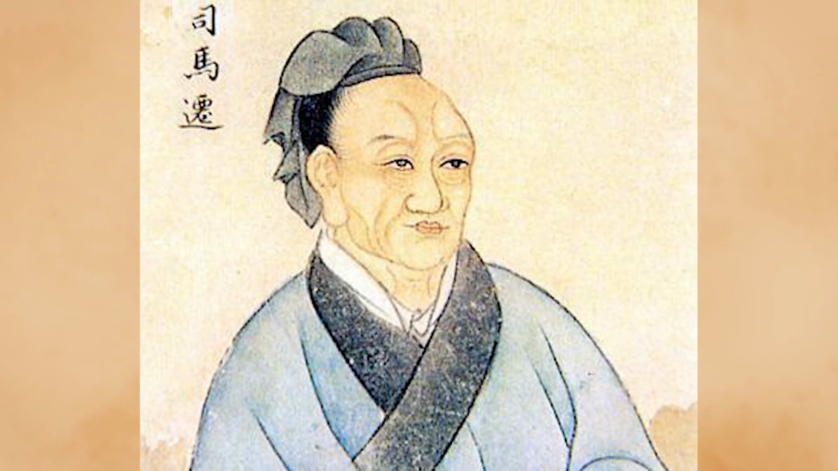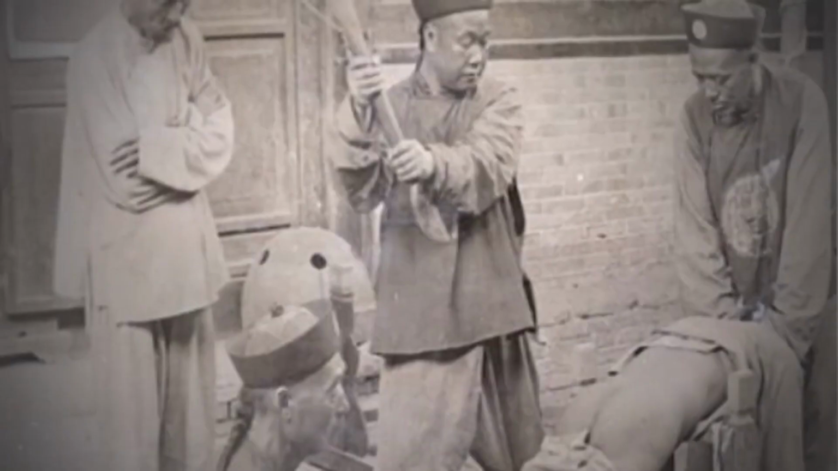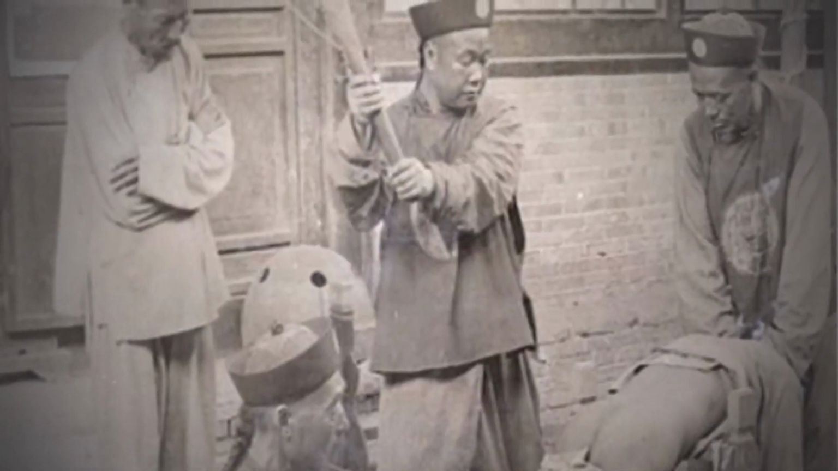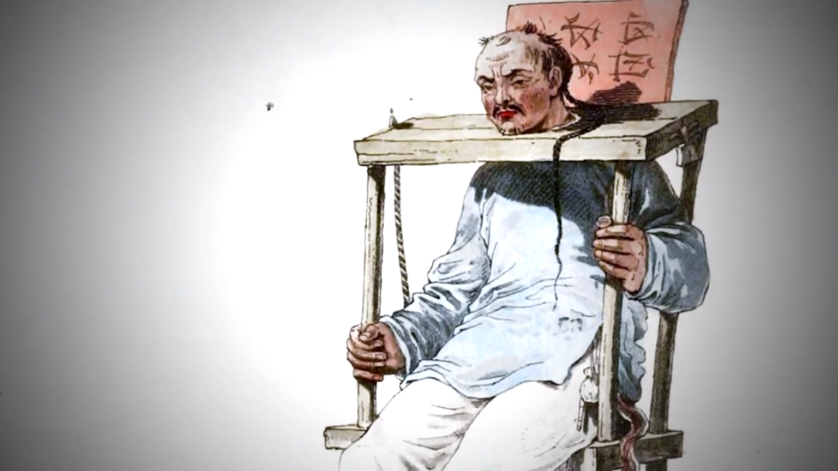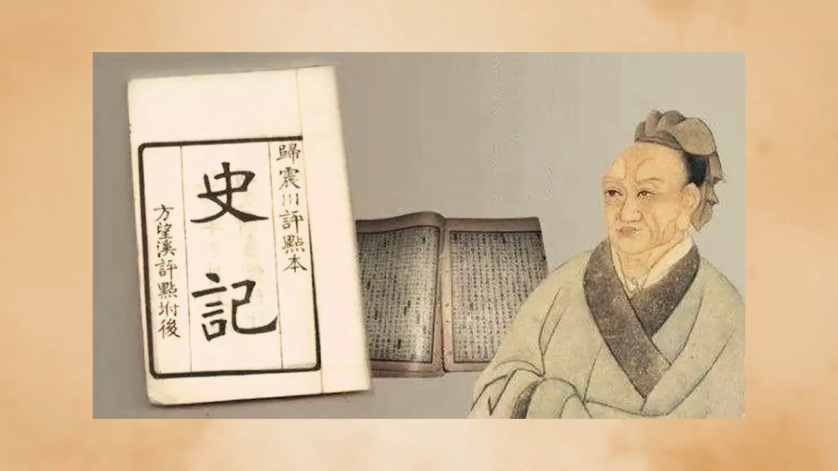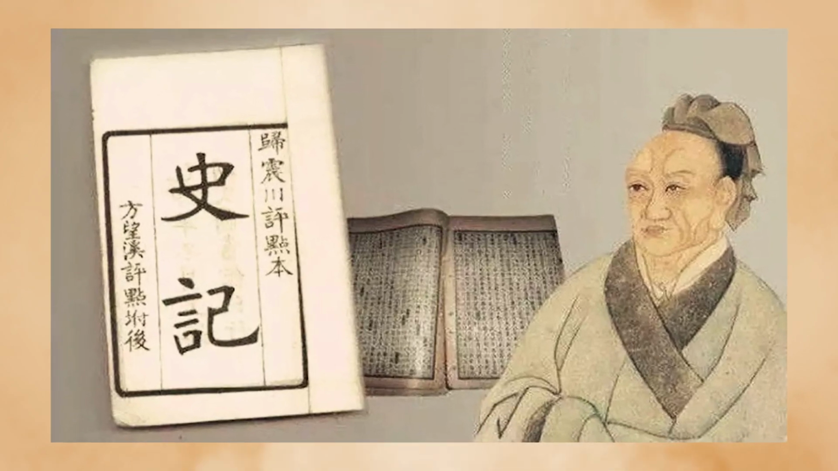In 145 BC, Sima Qian, one of the famous historians in ancient China, was accused of defending a general who had surrendered to the enemy. He was sentenced to gong or castration by Emperor Wu of Han. However, he chose to pay a large fine instead and continued his work on writing his monumental history book.